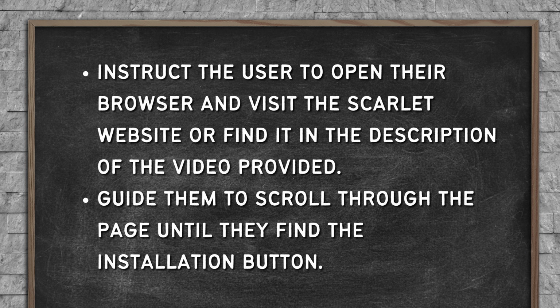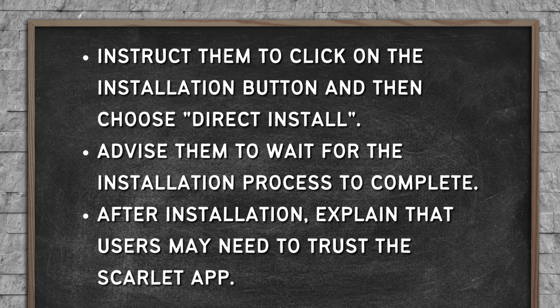Instruct the user to open their browser and visit the Scarlet website or find it in the description of the video provided. Guide them to scroll through the page until they find the installation button. Instruct them to click on the installation button and then choose direct install. Advise them to wait for the installation process to complete. After installation, explain the users may need to trust the Scarlet app.